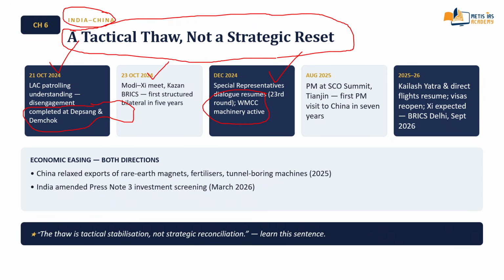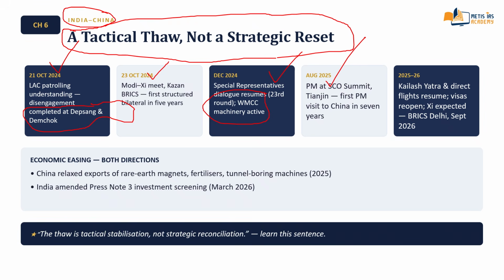In August 2025, the Prime Minister traveled to China for the SCO summit at Tianjin, the first Prime Ministerial visit in 7 years. Then came the people centric steps. What are those people centric steps?